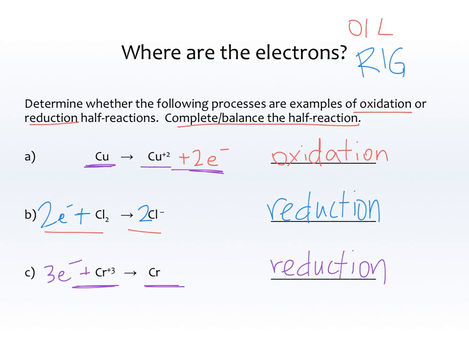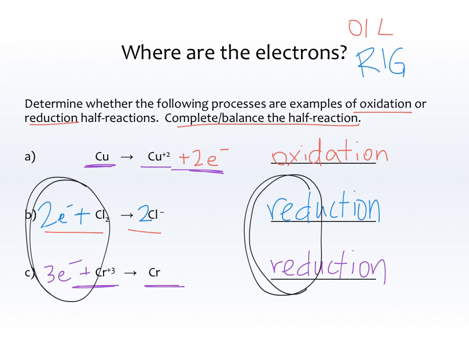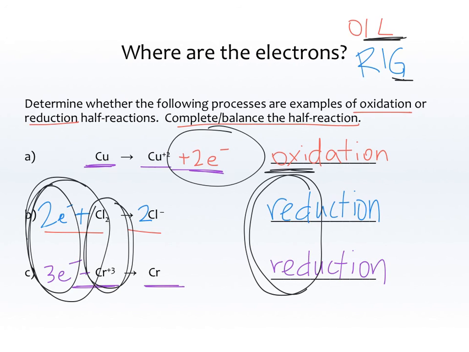Notice that for everything here that I called reduction, both of these are reduction, and both of the electrons are on the left-hand side, because reduction is gain of electrons. And so these reactants are gaining these electrons to turn into the products. Whereas the one called oxidation, since it's losing electrons, the electrons are a product. So reduction will always have electrons as a reactant. Oxidation will always have electrons as a product.